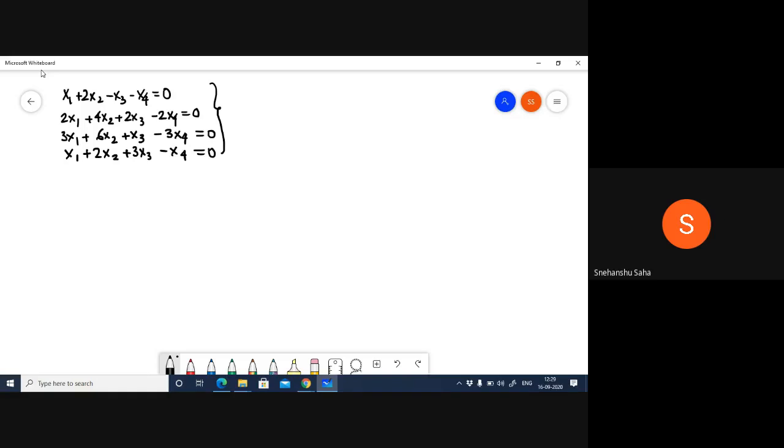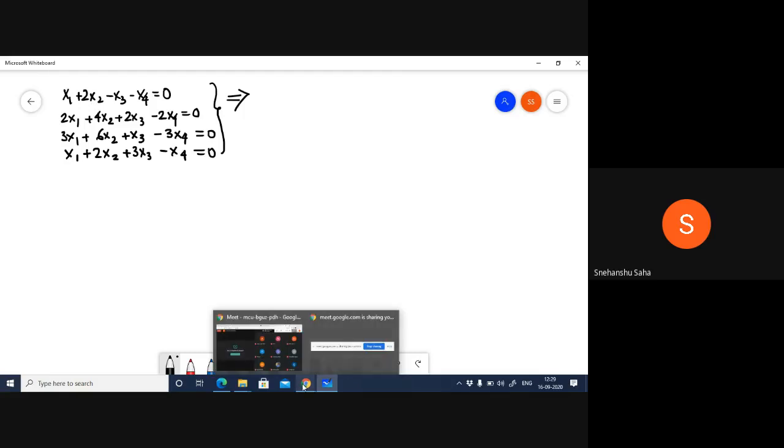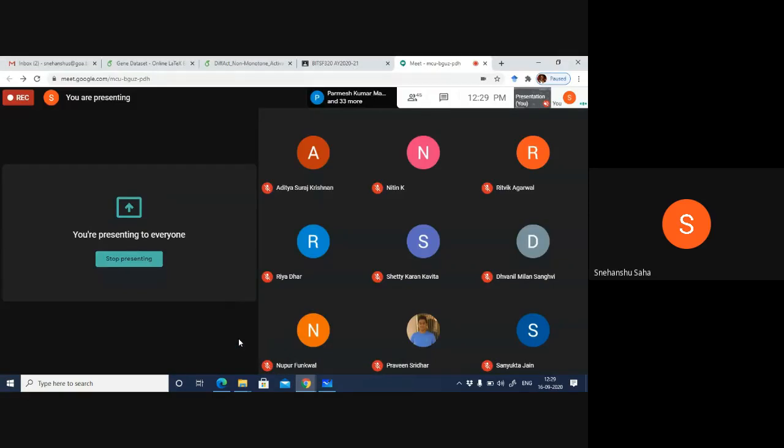Okay? So, what do you think? How should we approach this problem? I want to know if there exists a unique solution to the system. From whatever we have learned so far in this course, how do you think I should approach this problem?